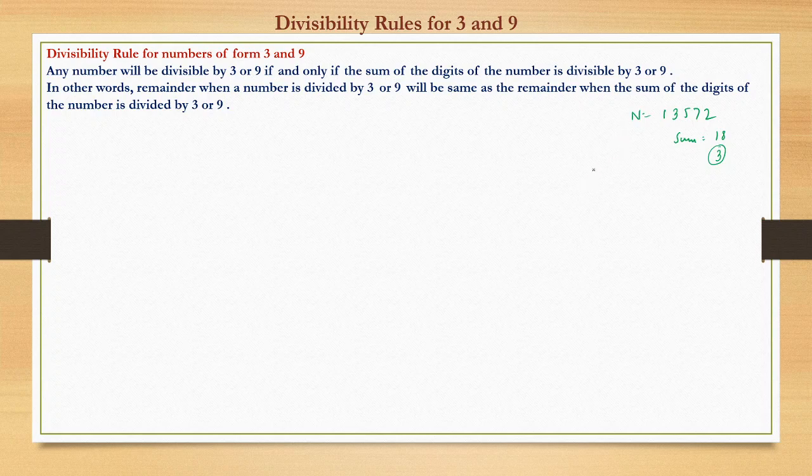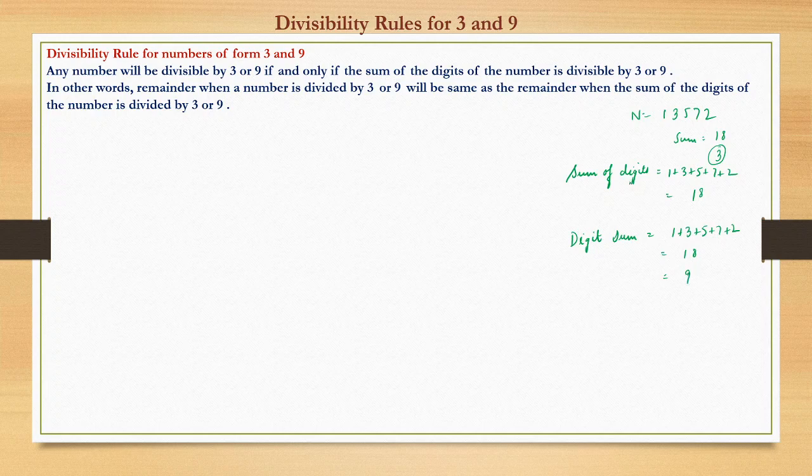So there are actually two concepts here. Sum of digits is nothing but 1 plus 3 plus 5 plus 7 plus 2, which is 18. And then there is the digit sum. Digit sum is nothing but keep on adding the digits till it arrives at a single digit. So let us see what happens. 1 plus 3 plus 5 plus 7 plus 2 adds to 18. Then we further add these two digits, 8 plus 1, 9.